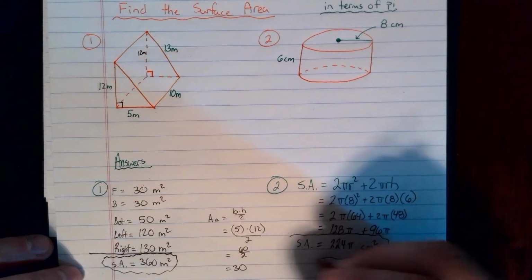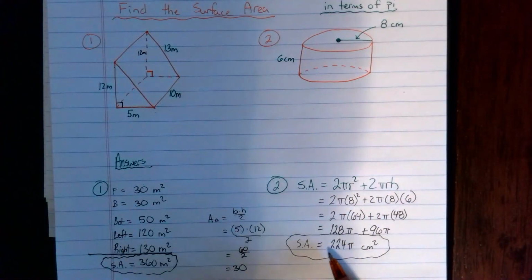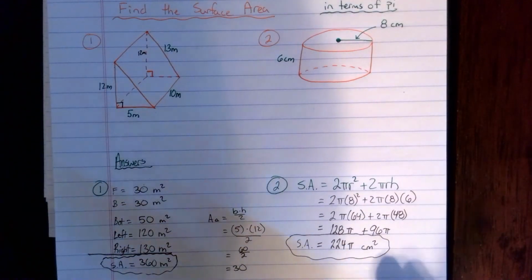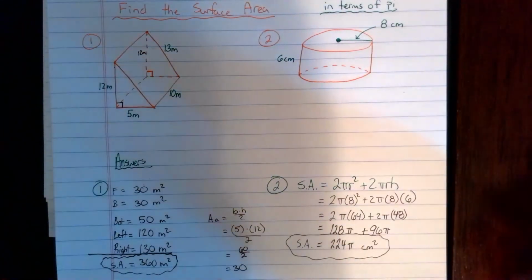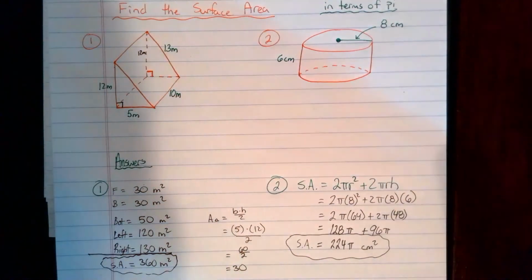And by the way, if it didn't say in terms of pi, if it said nearest tenth or nearest hundredth, now all I would do is simply type in 224 times the pi button on my calculator, and I'd be all set. All right, so I want to take the time to go over those step by step, instead of just showing the answers on a couple of the problems.